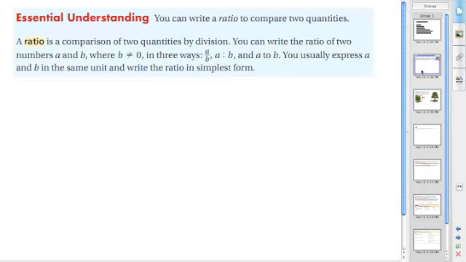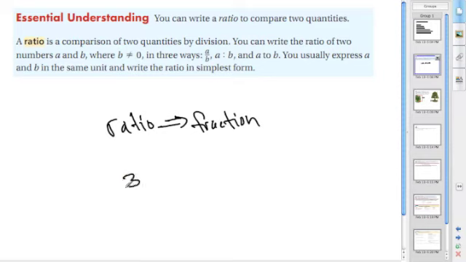Here we have an essential understanding question where we can write a ratio. Remember that a ratio is just a fraction. So there's three ways to write it. You have A over B, A colon B, and A to B. So 3 to 4 is the same as 3 colon 4 or 3 over 4.